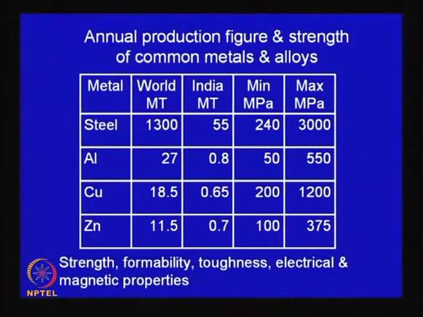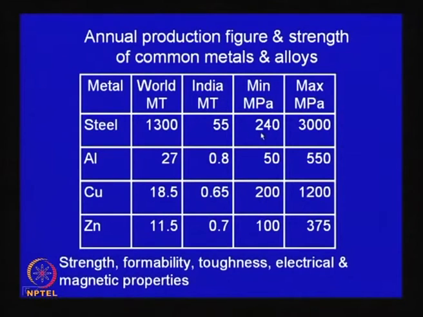It may be a good idea to have some knowledge about annual production figures and some of the properties of a few common metals and alloys, which is listed here. So, steel is possibly the most widely used material of construction. See, 1.3 billion metric ton of steel is produced in a year, and India stands 5th in the world in terms of production figure, and current production figure is around 55 million ton.